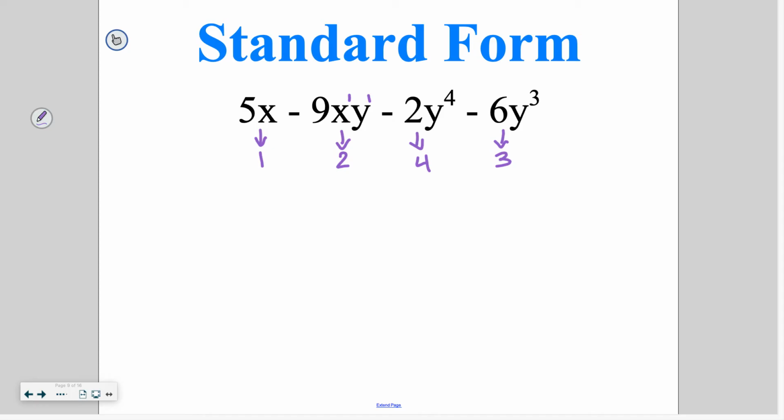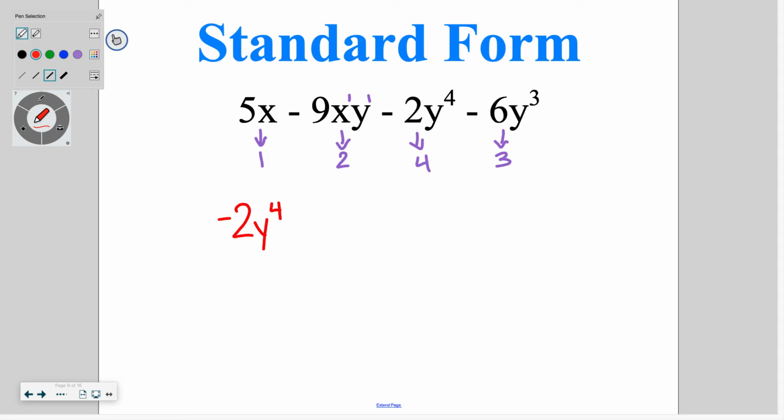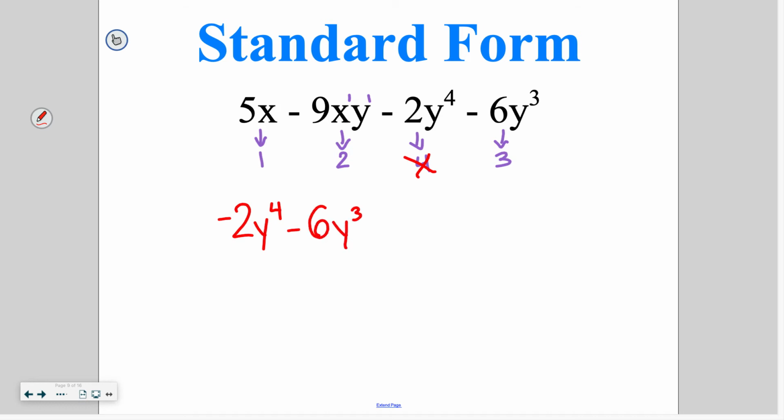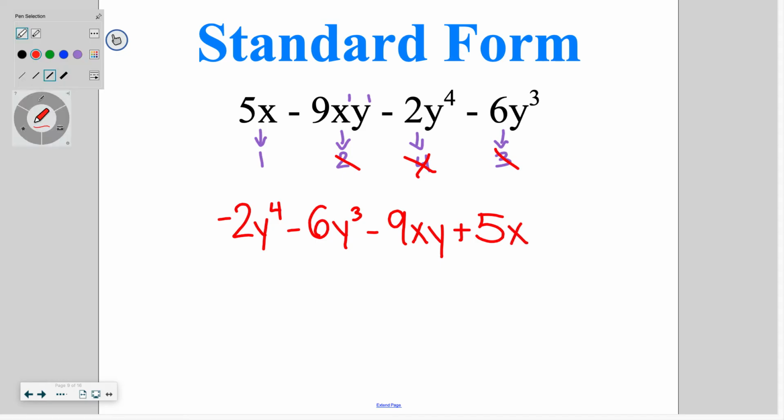In standard form, we need to put it from the highest degree to the lowest degree. So the term with the highest degree was negative 2y to the 4th power. This negative is attached to that number. So we took care of that one. Then we're going to go to the next highest, which was negative 6y to the 3rd. And then we've got negative 9xy. And finishing up with a positive 5x. So that's putting it into standard form.